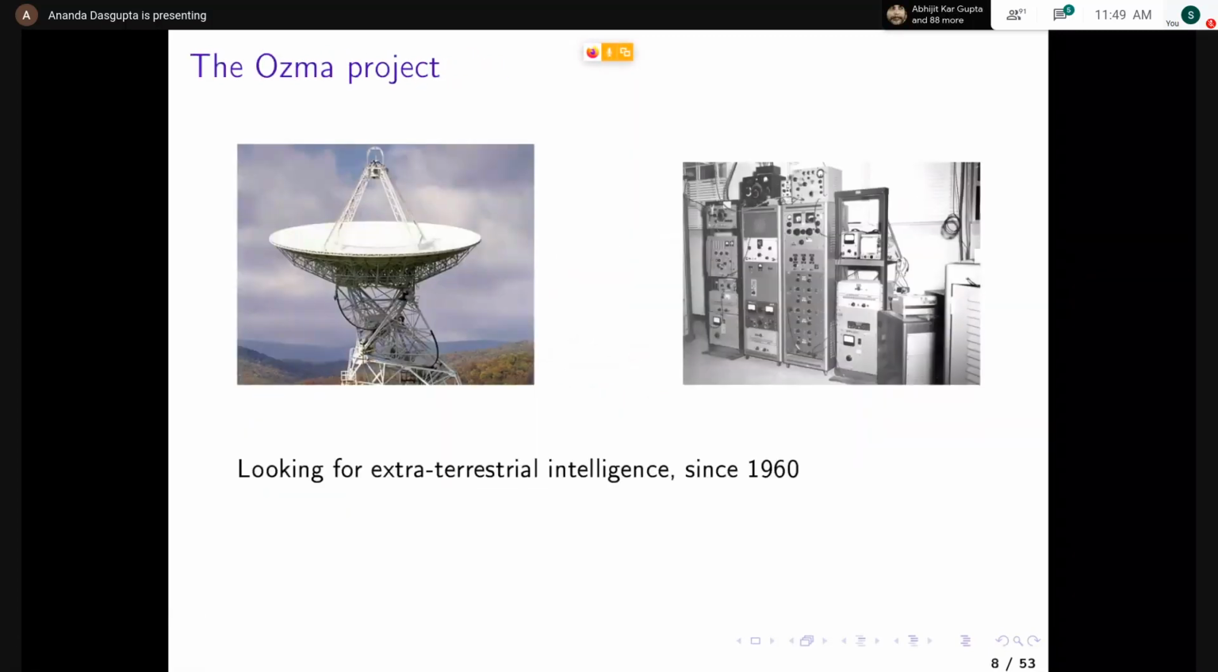And what Drake did was Drake set up something called the Ozma project. He booked the 25-meter dish, that's the picture of the 25-meter dish here, at the National Radio Astronomy Observatory in Green Bank, USA. And there he started what is today called the SETI, Search for Extraterrestrial Intelligence.